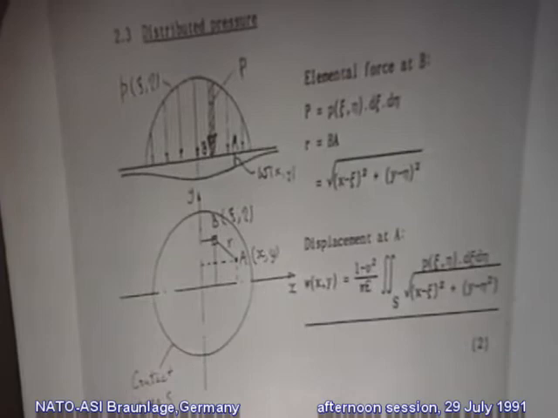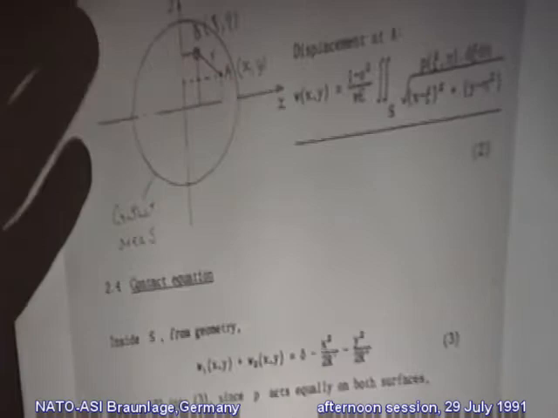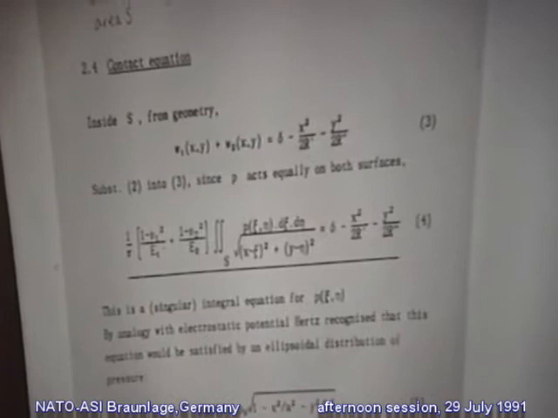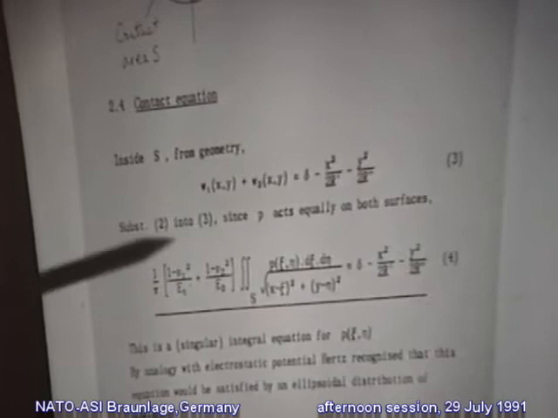That gives us an expression for the displacement at A. Now, we started with the geometric relationship: the sum of the displacements of the two contacting bodies at that point must be of this form. That is, they must vary in a parabolic way with x and y. And we can now substitute for w1 and w2 from this expression for w.